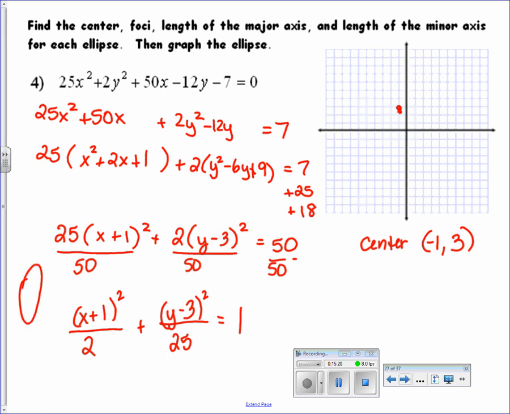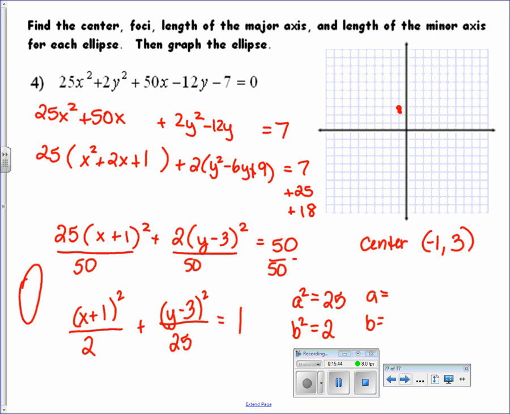Sometimes you'll see when I do the answer key, you'll see something like that. That's what I'm trying to show you, that it's going to be going that direction. So that tells me a squared is equal to 25, and b squared is equal to 2. I want to solve that, so to find our major and minor axes, that's going to help me.